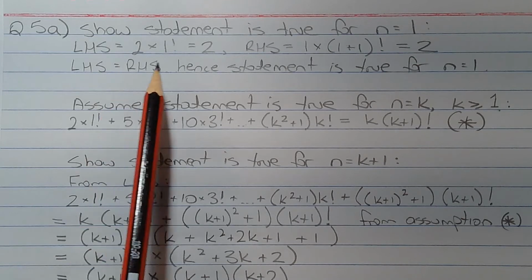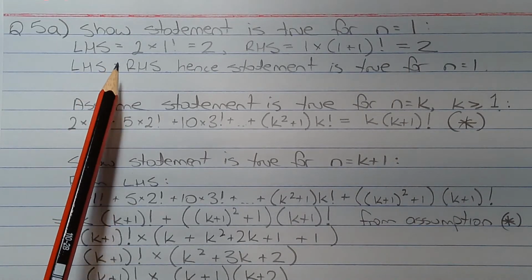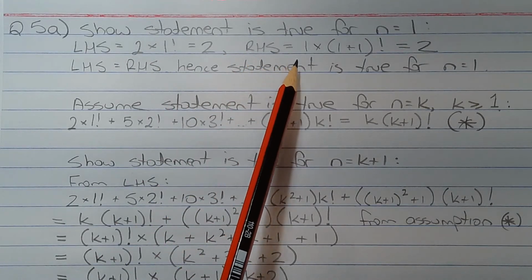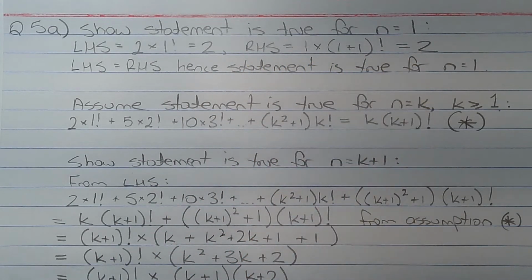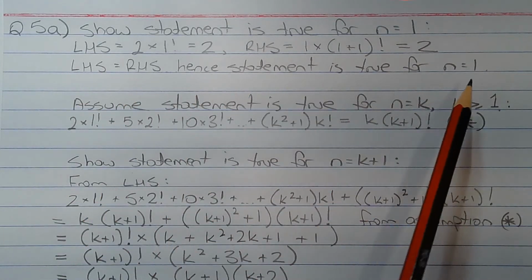The first step is to show the statement is true for some value of n, and the smallest value of n that we can test in this case is n equals 1. From the left-hand side of the statement, we have 2 times 1 factorial, which equals 2, and the right-hand side of the statement is equal to 1 times (1 plus 1) factorial, which also equals 2. Left-hand side equals right-hand side, hence the statement is true for n equals 1.